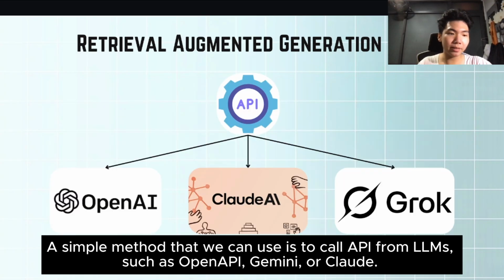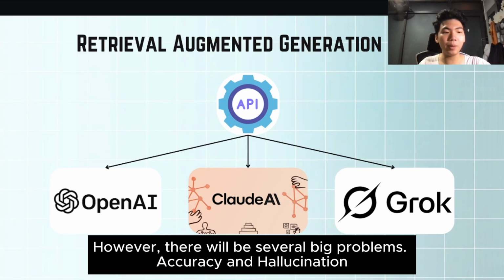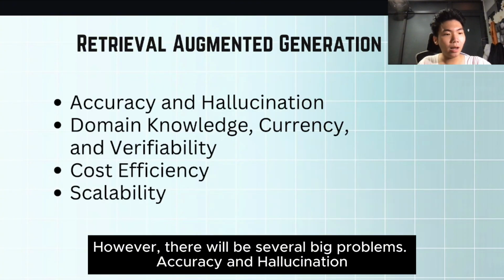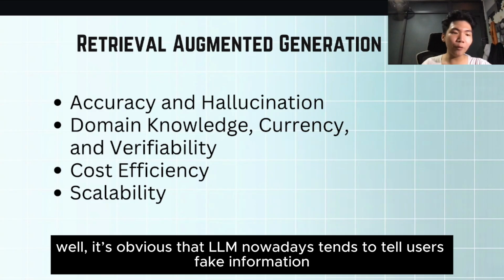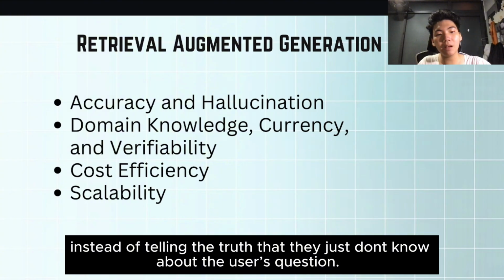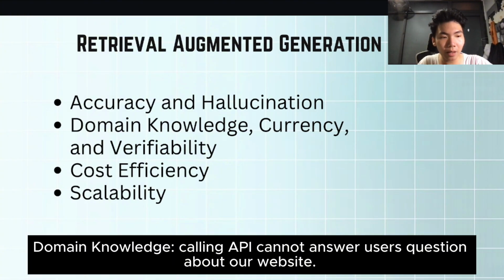A simple method that we can use is just to call an API from LLMs such as OpenAI, Gemini, or Claude. However, there will be several big problems. Accuracy and hallucinations. Well, it's obvious that LLMs nowadays tend to tell us fake information instead of telling the truth that they just don't know about the user's question.